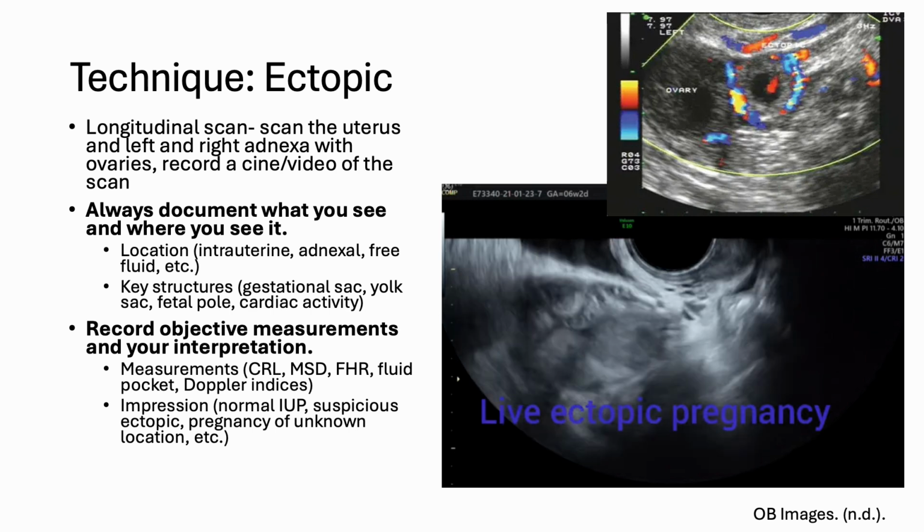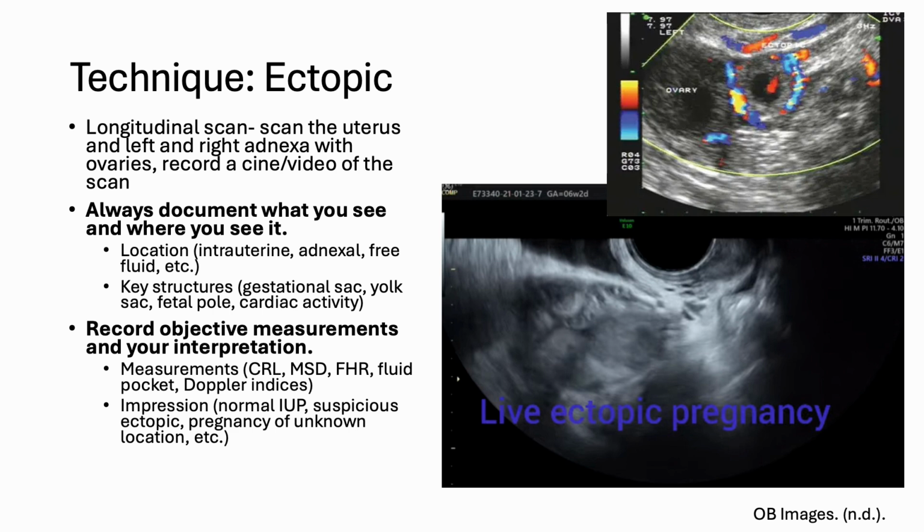So it is important that you document what you see and where you see it. Is it on the right? Is it on the left? Is there free fluid? Make sure you identify key structures. Is there a gestational sac? Is there a yolk sac? A fetal pole? Is there cardiac activity? Because that's going to determine what you can do, so if you can do methotrexate or if they need to have a surgical intervention.